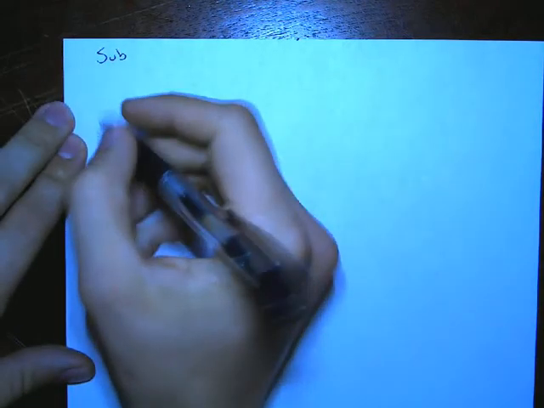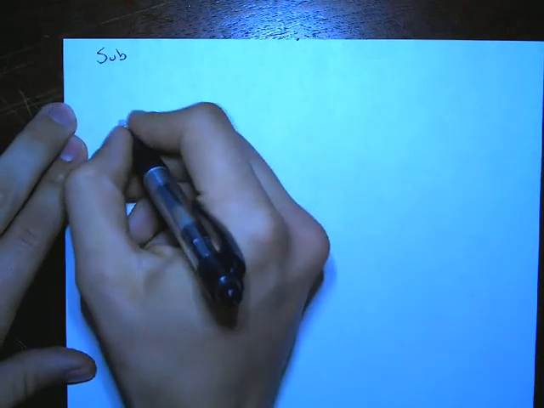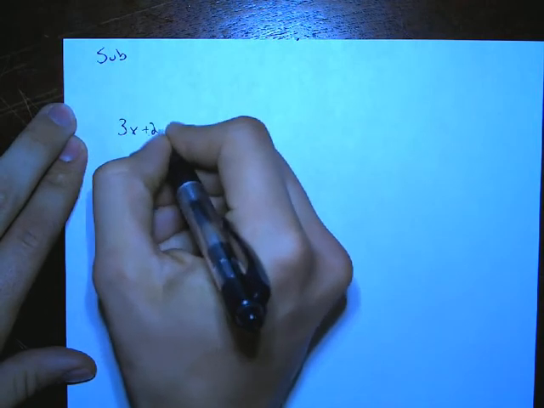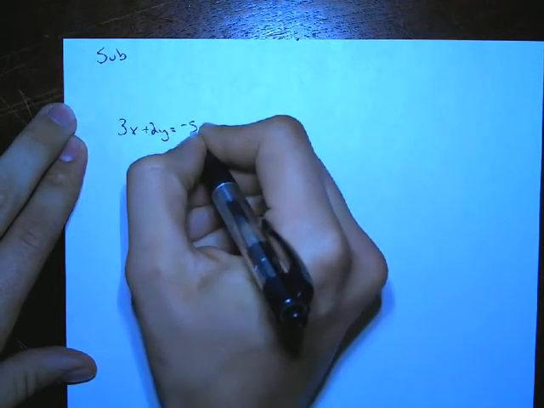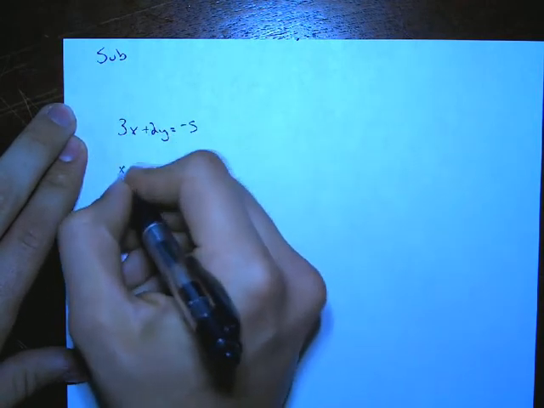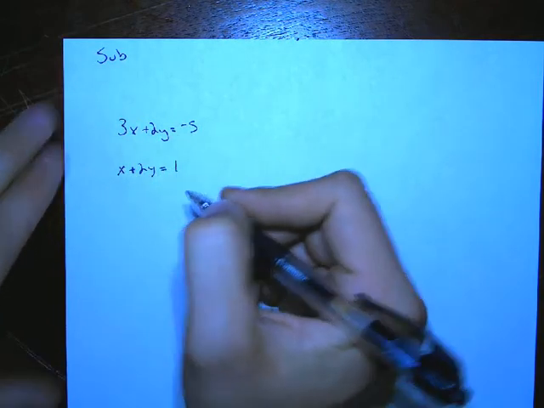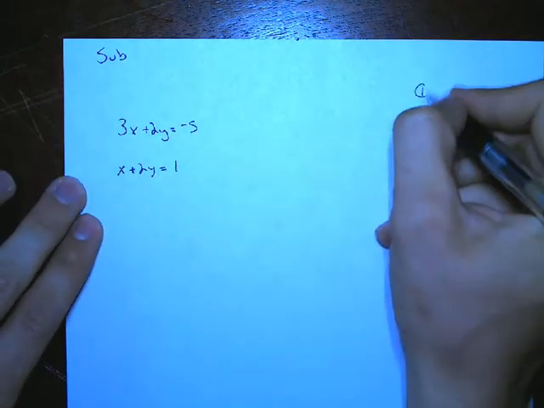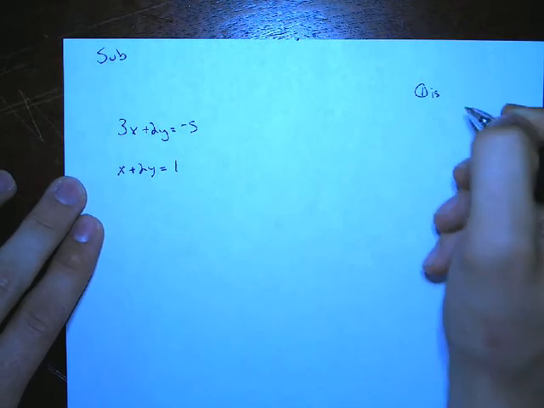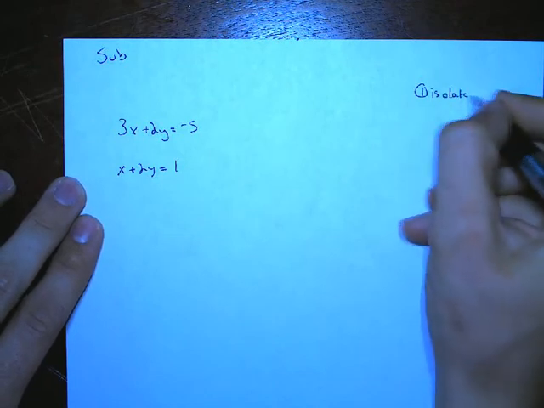Substitution. Let's say I start off with these two equations. Let's say I've got 3x plus 2y is equal to negative 5. And I've got x plus 2y is equal to 1. Now in substitution, the first thing we need to do is isolate a variable if one's not already isolated. We're going to isolate a variable.